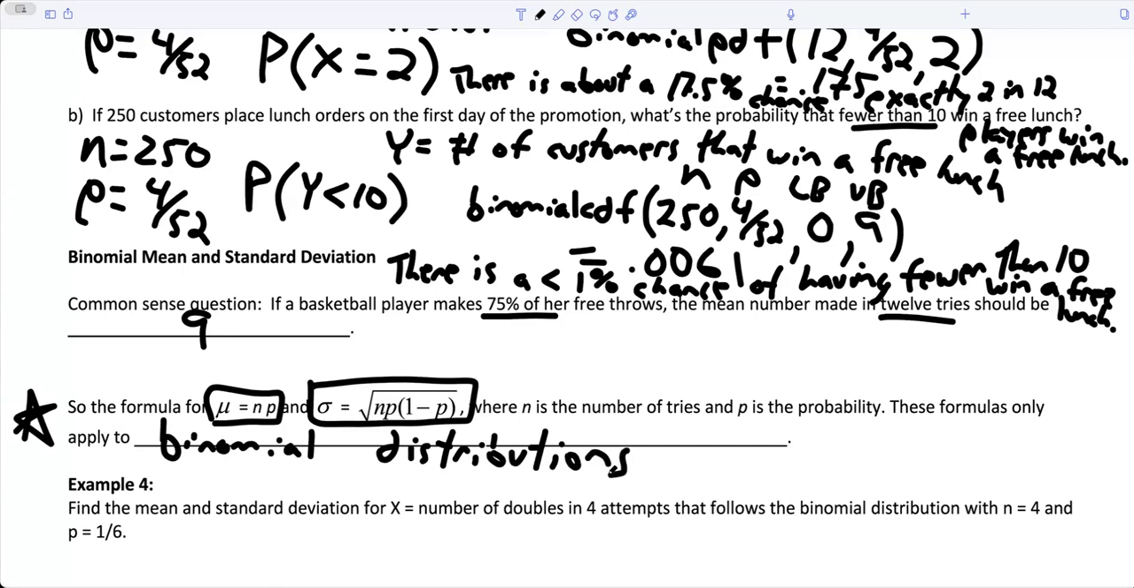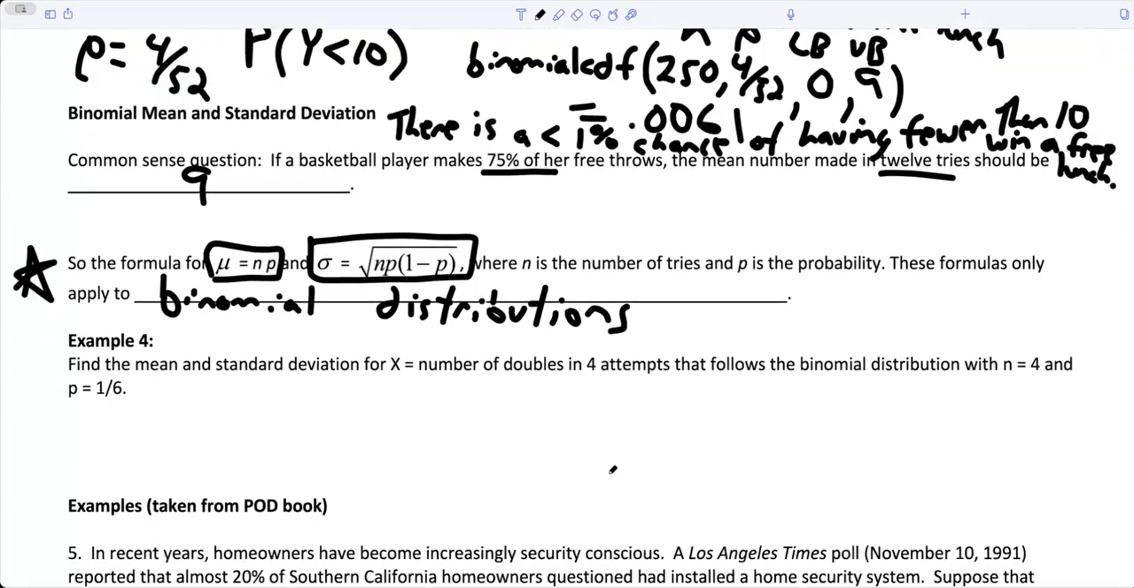And these formulas are on your formula chart, as we saw yesterday, okay? But only for binomial distributions. For the mean, we take n times p, and the standard deviation is the square root of that times the probability of failure. So this is: find the mean and standard deviation for x equals the number of doubles in 4 attempts that follows the binomial distribution with n equal to 4 and p equal to 1/6.